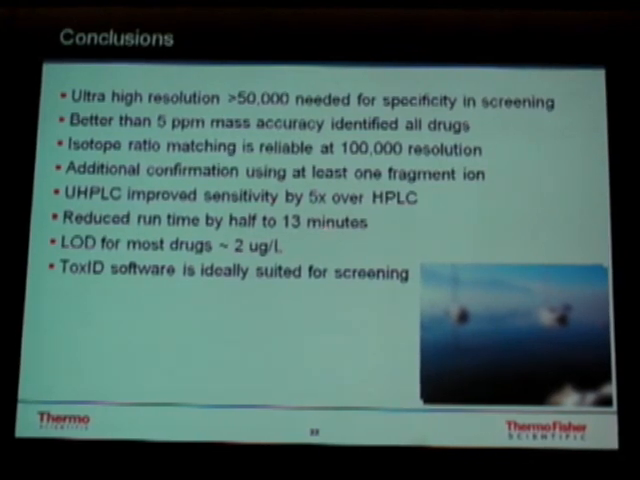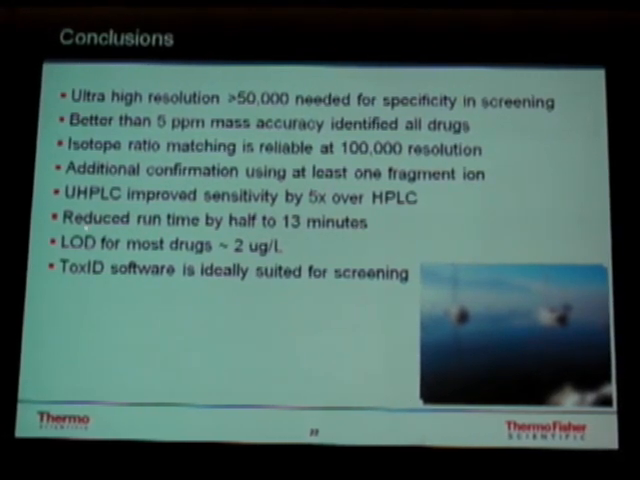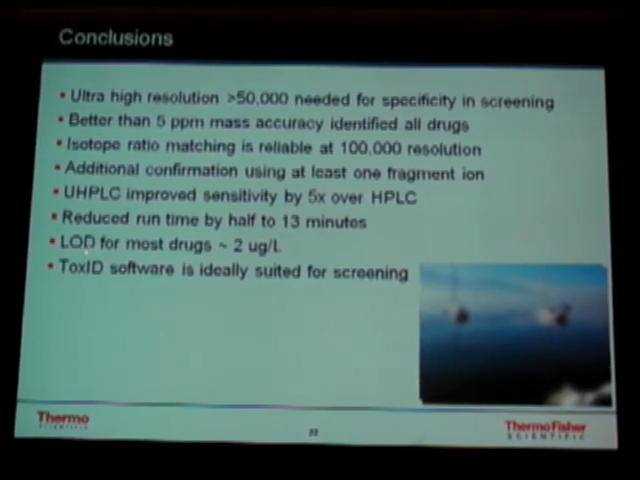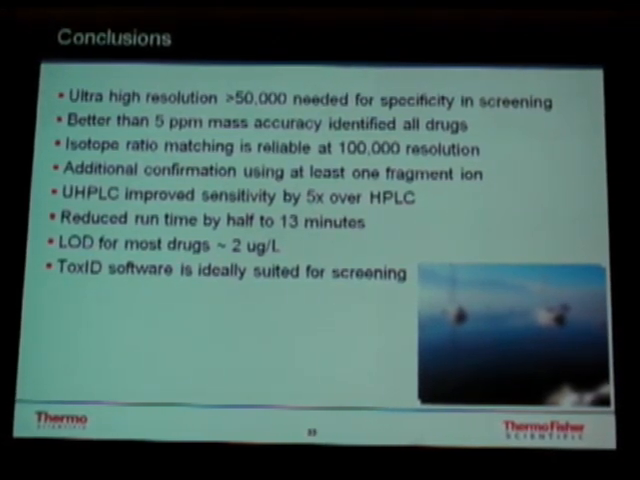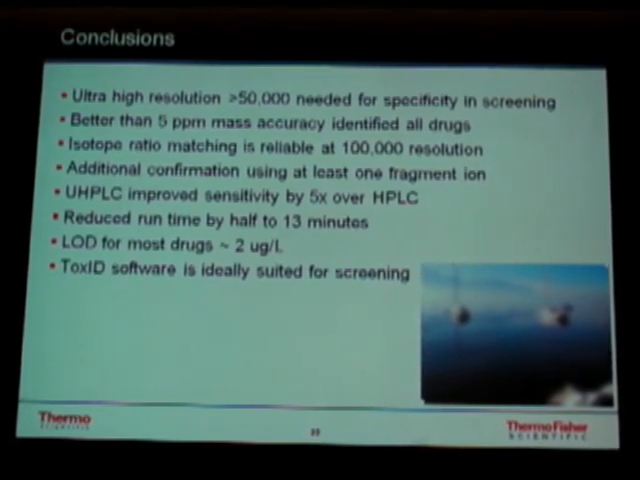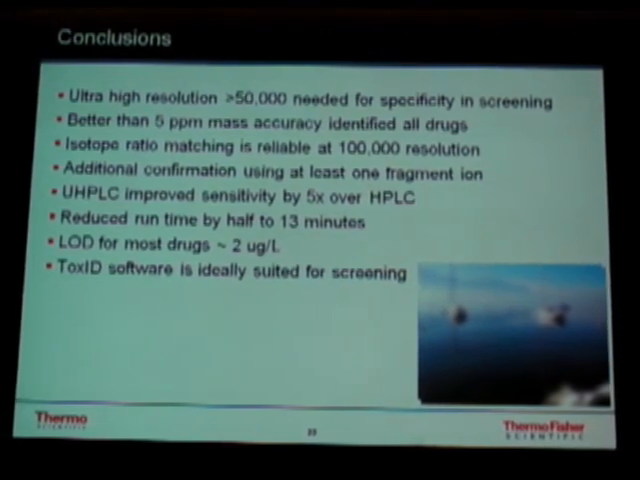If you want the best of the performance, use UHPLC. That will not only increase your sensitivity, but also cut down your runtime. For these 40 drugs that we monitored in a large number of samples, our LOQ or LOD was roughly around 2 micrograms per liter. For some it was lower, for others it was higher. And we confirmed that the ToxID software that was developed for exact mass high resolution data works quite well.